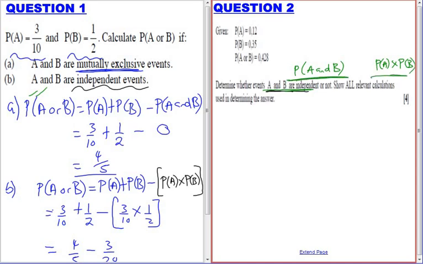If ever these two values, the value of probability of A and B is equal to the probability of A times the probability of B, then you can say their events are independent. If they are not equal, then forget it, it's not going to work. So let's go ahead and do it. All right, so we are going to use our formula because our formula says probability of A or B is going to be equal to probability of A plus the probability of B minus the probability of A and B.